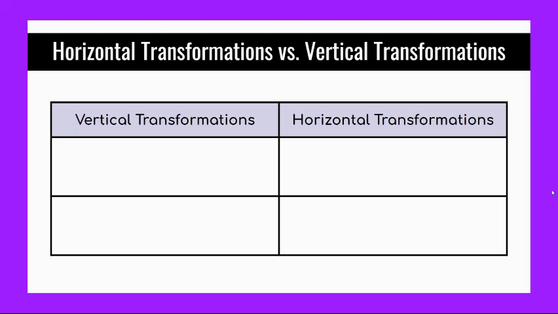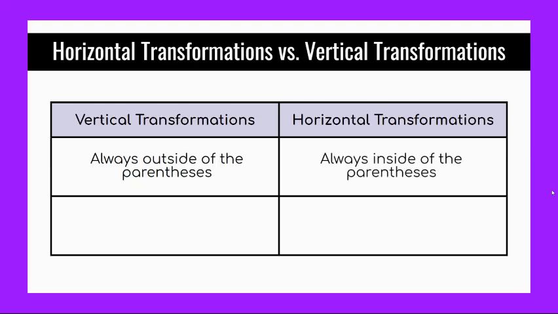Now let's talk about horizontal transformations versus vertical transformations. This is where it gets a little bit difficult and a little bit confusing. So we need to keep these in our minds. First things first, vertical transformations are always outside of the parentheses. We just saw a whole bunch of vertical transformations and everything was happening outside of the parentheses. Horizontal transformations, on the other hand, which we'll talk about in just a second, are always inside of the parentheses. Always, always, always.